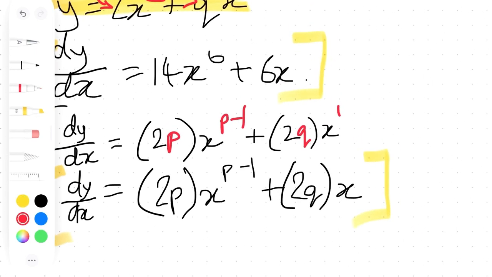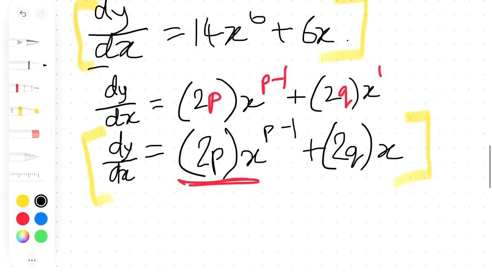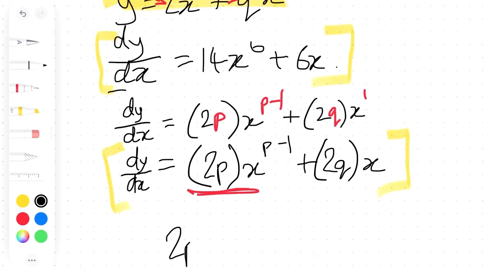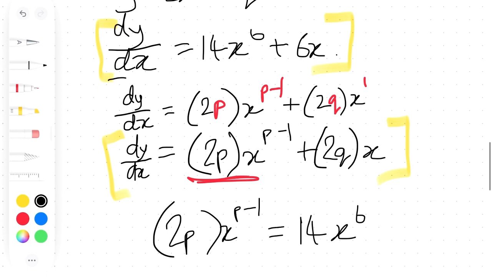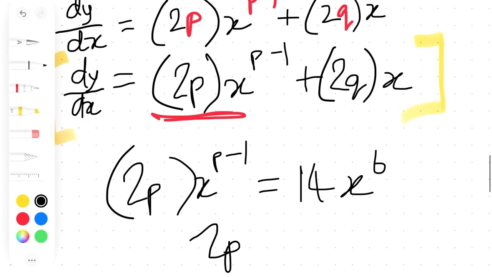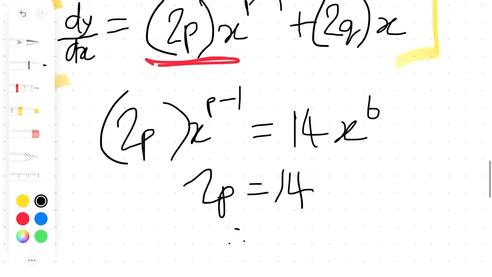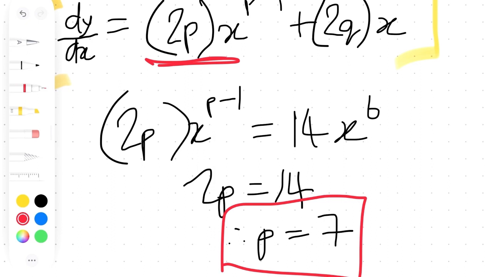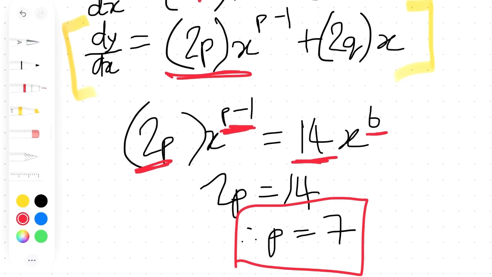So let's look at the first term. So we know that 2p times x to the power of p minus 1 is equal to 14 times x to the power of 6, because they both are equivalent. So therefore, 2p is equal to 14, and p is equal to 7. And that would be our solution for p. Well, we can try substituting it in, and you'd see that when you have x to the power of p minus 1, that would be x to the power of 6, which is indeed the same. So it satisfies both conditions, 2p equals 14 and p minus 1 equals 6.